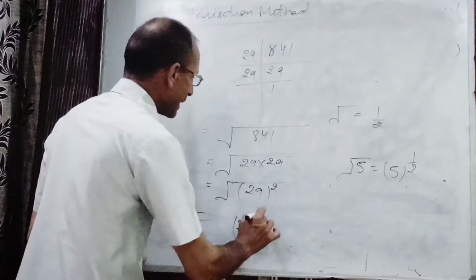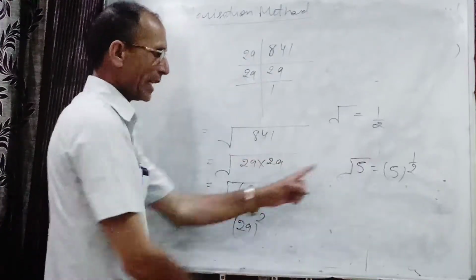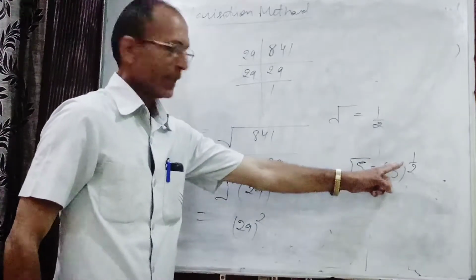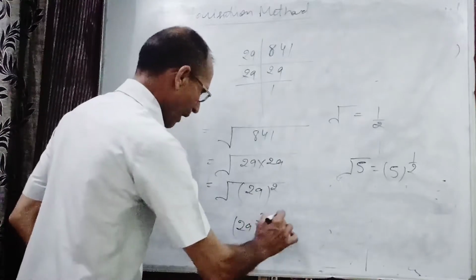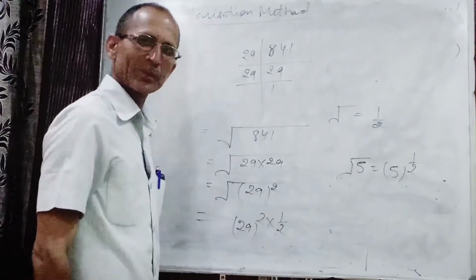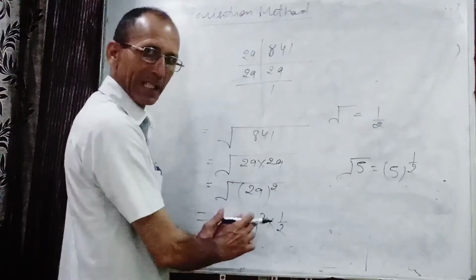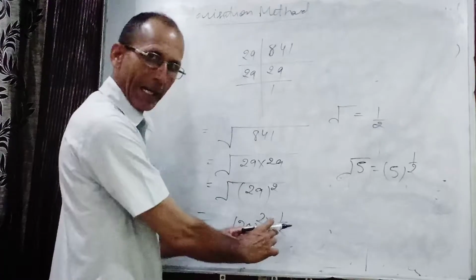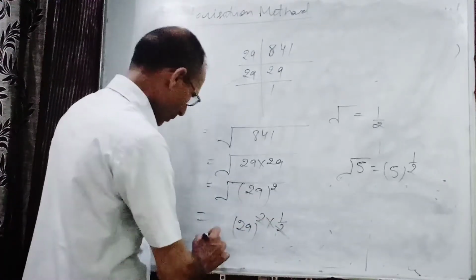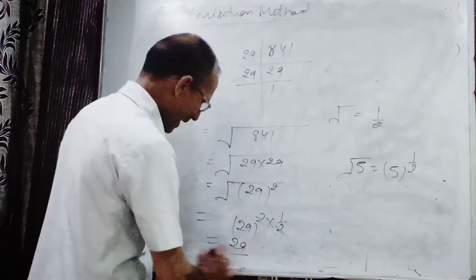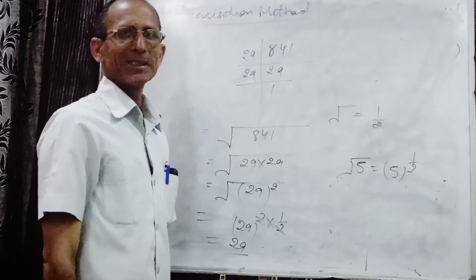So here 29 square is there and root. Now, as I just told, if root is there, you can write 1 by 2. So now I will remove the root and for this root, I will write 1 by 2. Yes or no? Yes. So 29 square and for root I have written 1 by 2. 2 will cancel 2, so now the answer is 29. Answer is 29.